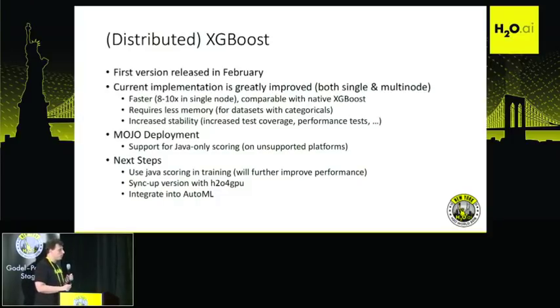We are not done with the improvements yet. We have a long roadmap of what we want to do. The first thing we want to do is to use the Java scoring also in training, and that will further improve the performance. We want to sync up our version with the version used in H2O for GPUs so that you get a unified experience across our products, and we want to integrate it in AutoML, but I will mention that later.